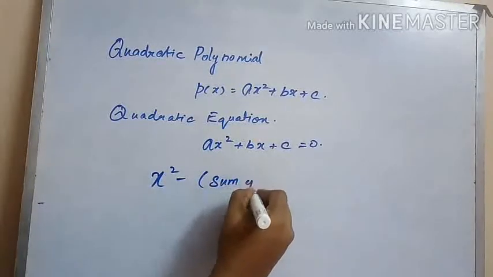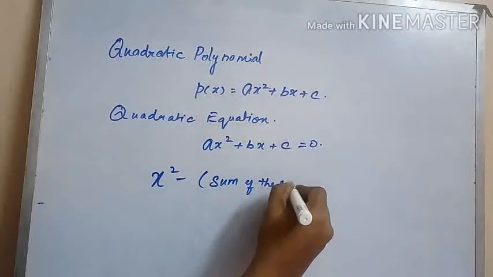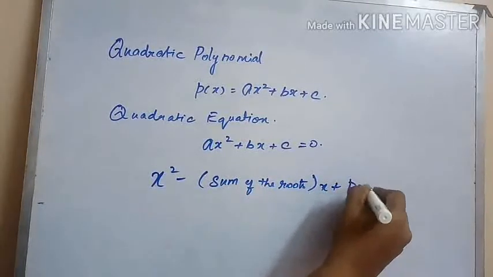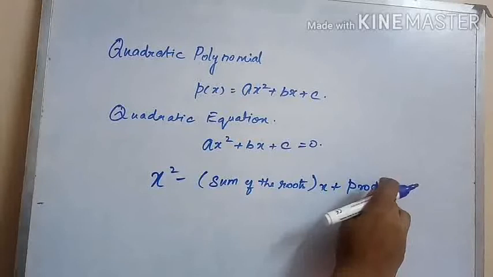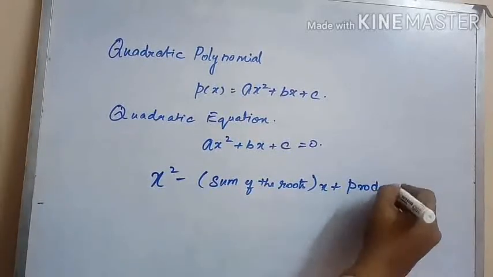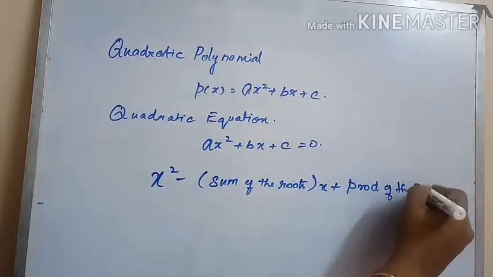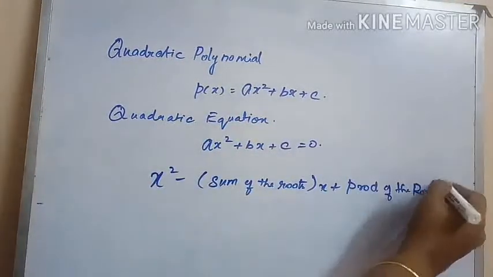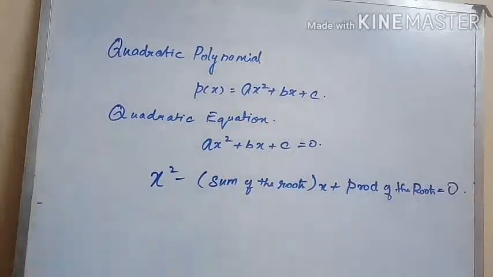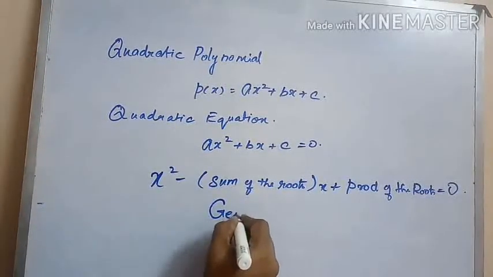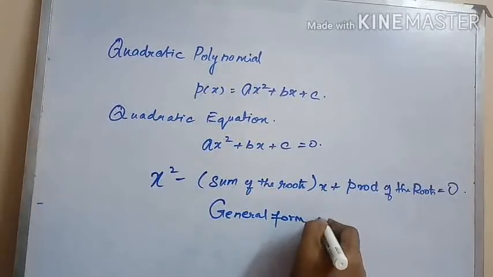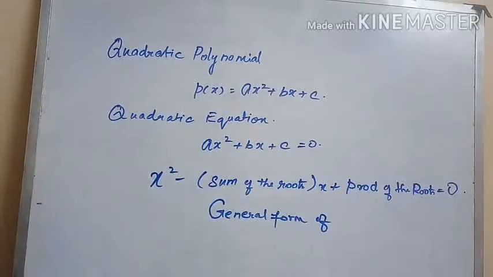So the general form of a quadratic equation is x squared minus sum of the roots into x plus product of the roots is equal to 0. So based on this property of a quadratic equation, we are going to solve few problems in today's session.